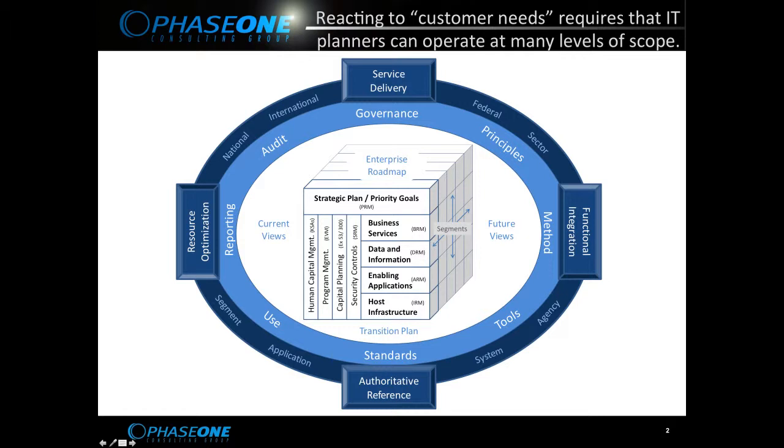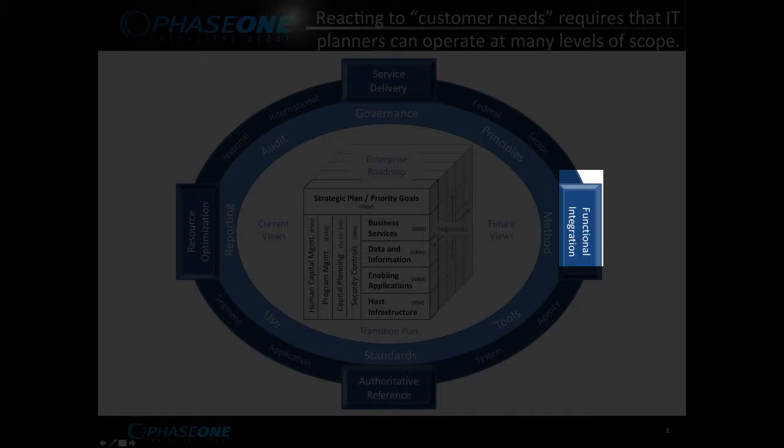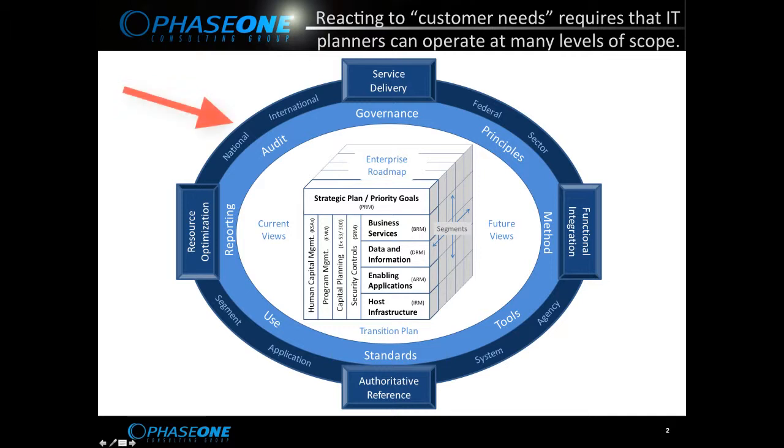So reacting to customer needs requires that IT planners can operate at lots of levels of scope. This is a very confusing diagram, if you will, because there's lots of things going on. But when you really break it down into component parts, there's a lot of really good data here. You see these rectangles around the outside rings, and those are the four primary outcomes that we talked about in the last slide: service delivery, functional integration, resource optimization, authoritative reference. Then the outer ring, you see national, international, federal, sector, segment, application, system, agency. These are what OMB is calling the levels of scope.